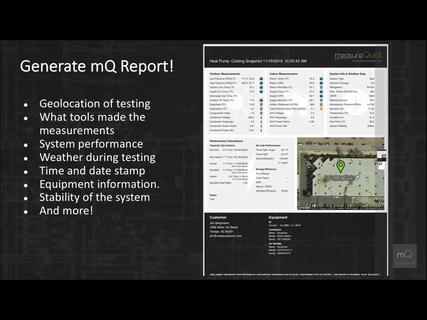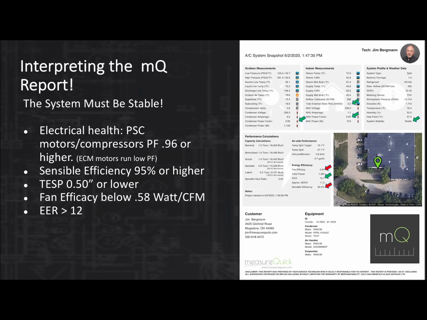And once you hit share, it's going to generate the measureQuick report. So it's going to show you the geolocation, where you're at, what tools were used to make those measurements. It's going to give you all the information about your system performance. It's going to show you what the weather was during the testing. It's going to date and time stamp it. It's going to give you the equipment information, stability of the system, and a lot more. So this is what the output is that we really are wanting at the end of the day with measureQuick, is the measureQuick report. Well, how do you interpret this report?